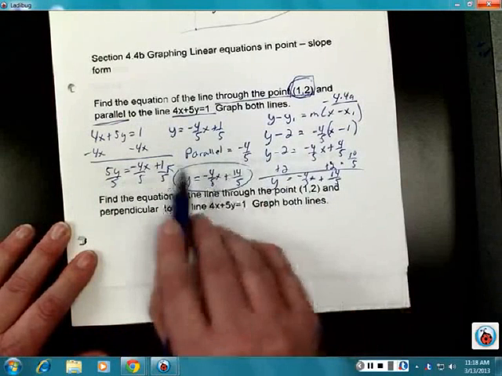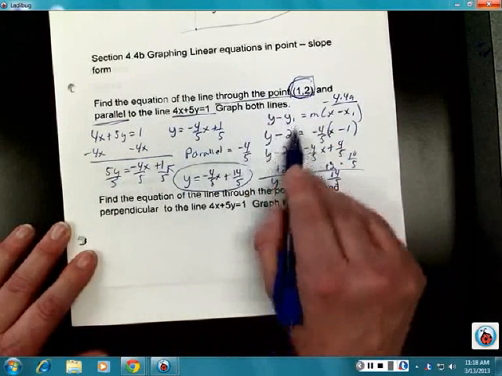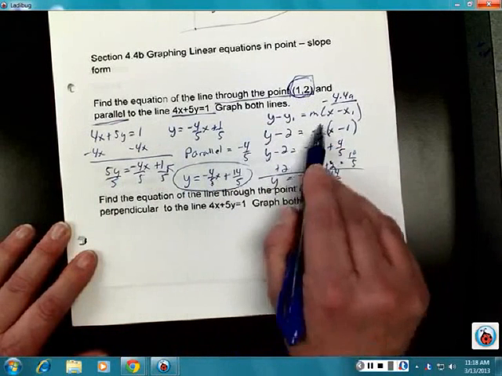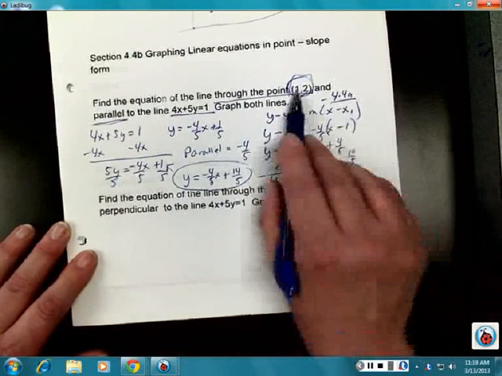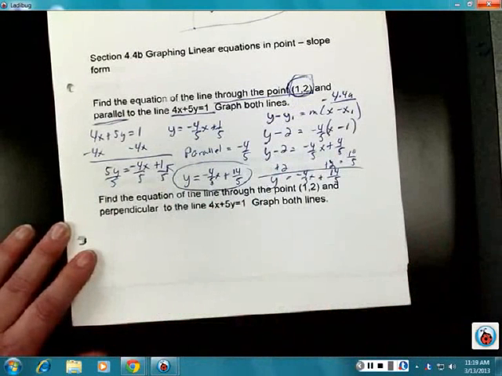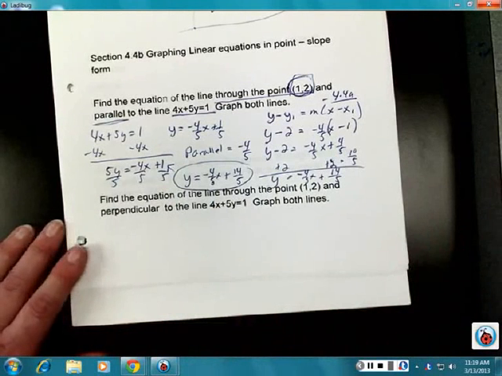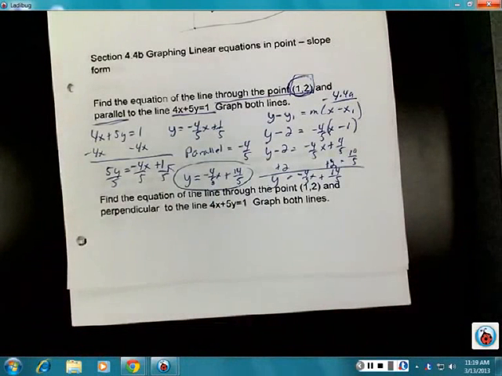And so then I go over here and use my point, so y minus 2 equals my slope, which was a negative 4/5, x minus 1, because my 1 up here, and I solved it, and I came up with this equation. Then you would graph both of those equations. If I graph both of those on another sheet of graph paper, what are they going to look like?